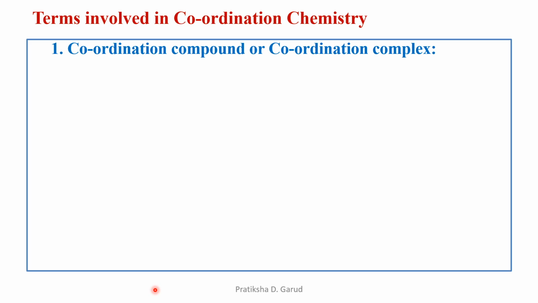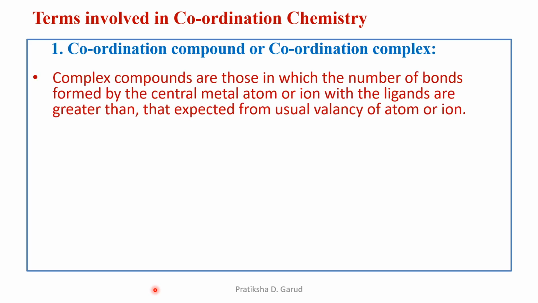So what is this coordination compound or the coordination complex? Complex compounds are those in which the number of bonds formed by the central metal atom or the ion with the ligands is greater than that expected from the usual valency of the atom or the ion. So when the number of bonds formed by the central metal atom with the corresponding coordinating groups is more than the usual valency of that particular metal atom, then those compounds are known as the coordination compounds or the coordination complex.